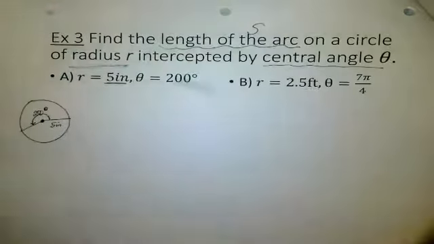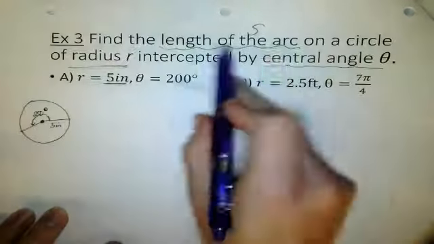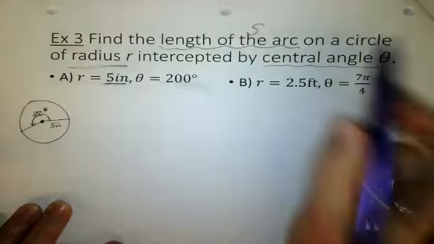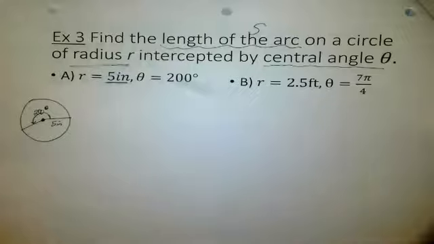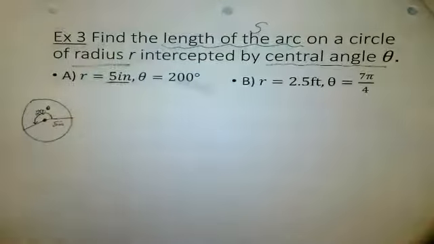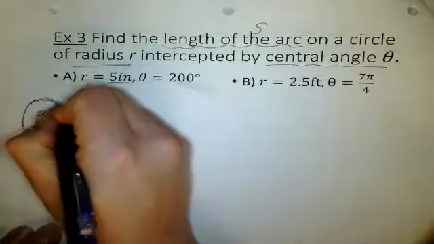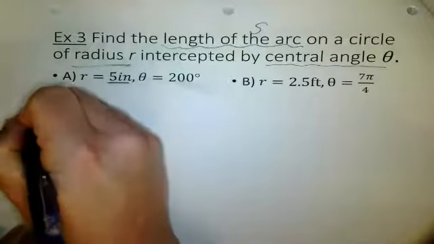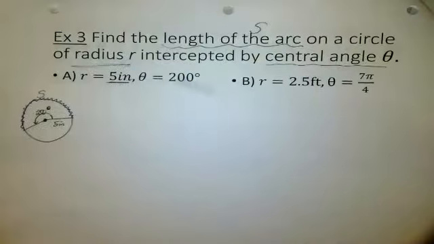So there's my 200 degree angle, my radius of 5 inches, and we want to find the length of the arc that is intercepted by this central angle. Intercepted means if it were to snap shut, it would eat it. So if this angle were to snap closed, it would eat all of this arc all the way around here. This is the length of the arc that we want. That's arc length S.